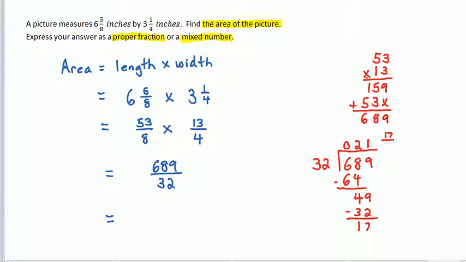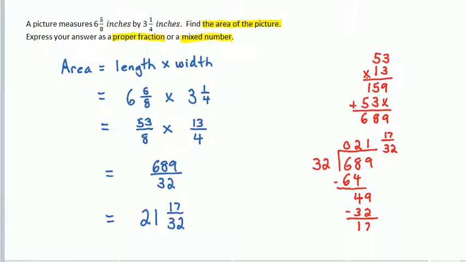That becomes the numerator of my fraction. And the 32 that I was dividing by, my original denominator, is our denominator, with our 21 being our whole number. So my final answer is 21 17/32.